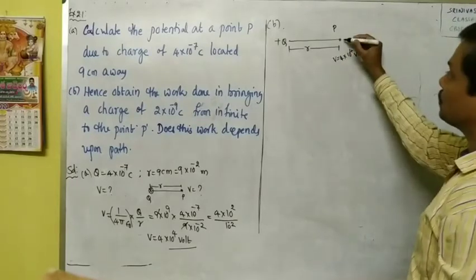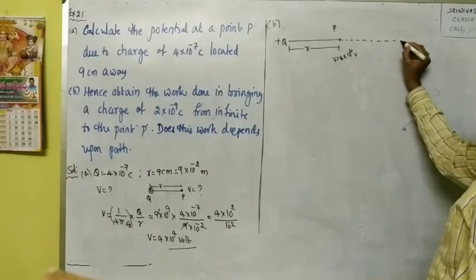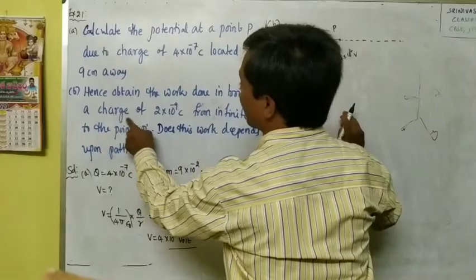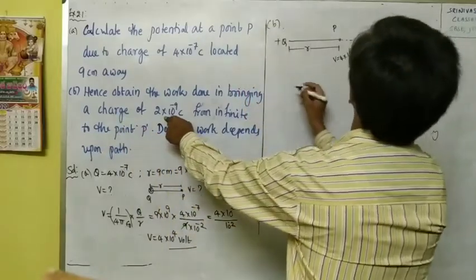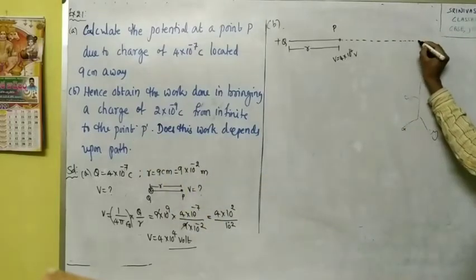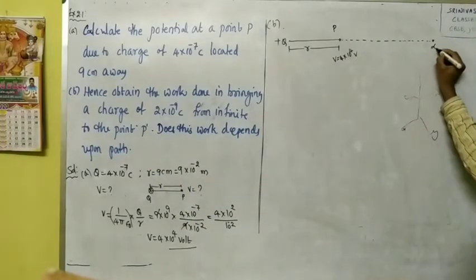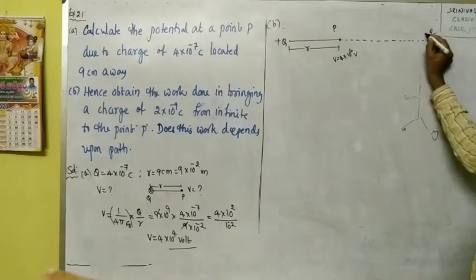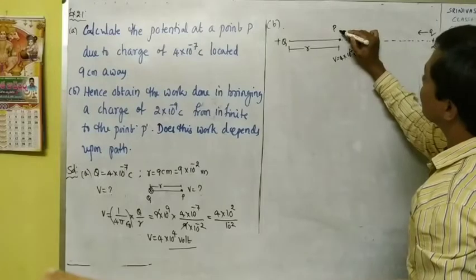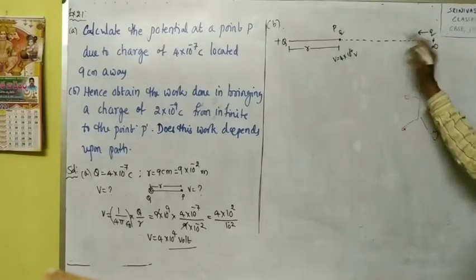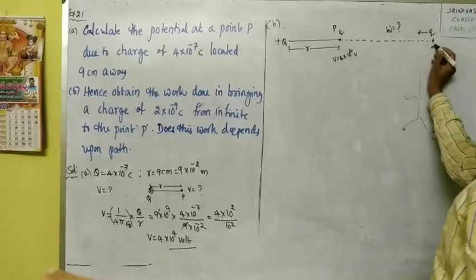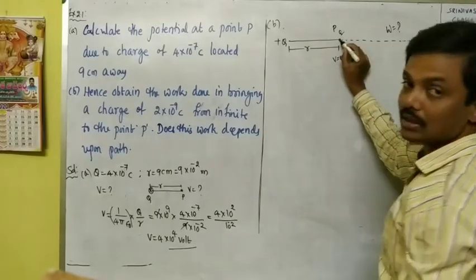What are they asking now? In this next question, the B question, obtain the work done to bring a charge. That is, we are bringing one charge from which way? From infinity to the point P. Let us take this as the infinite point. We are bringing Q charge from infinity to point P, right? And for that, how much work do you have to do? That is our question. Work to move from infinity to point P.